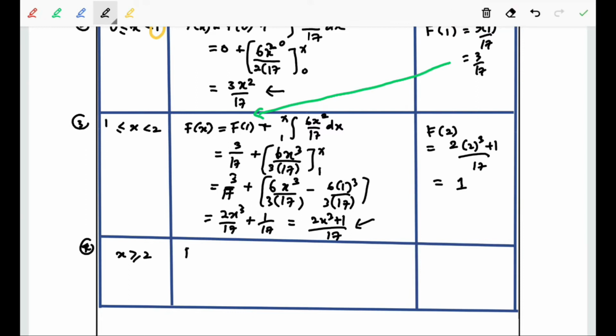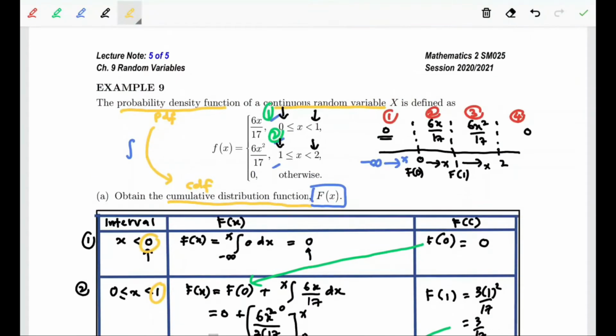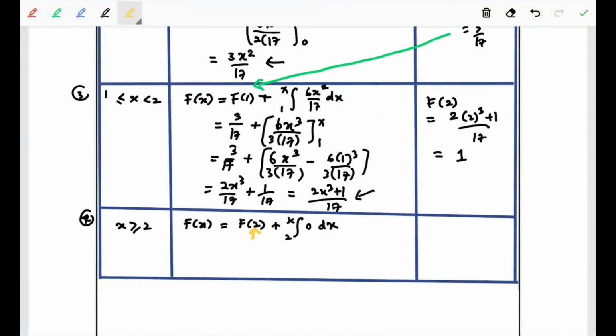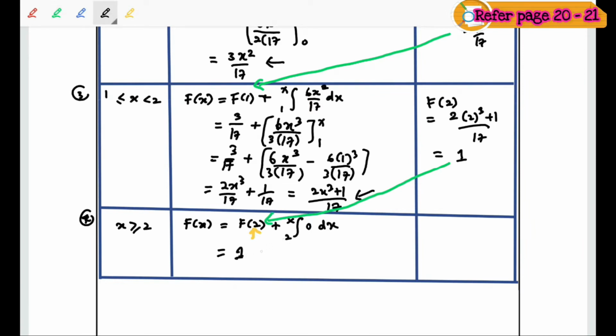So the last interval should be f of x equals f of 2 plus the integration from 2 until x of the 0 function. Okay, we are going to start with the f of 2. Since 2 is here, we're going to integrate 2 until x, but before 2 until x, we already accumulate until f of 2. We have found f of 2 from this part, which equals 1. So 1 plus the integration of 0 equals 0. So you will get 1 for this part.